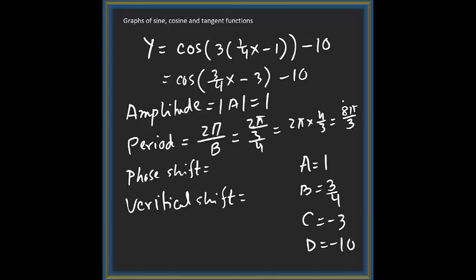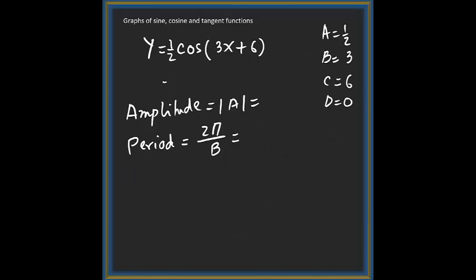That's the period. The phase shift will be, if you solve inside, 3 over 4 x minus 3 equals 0. Solve that one, and you will see that x comes out as 4. And then the vertical shift will be the absolute value of D, which is 10, and we say that it is downward.